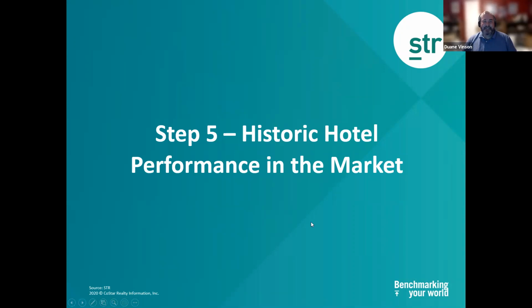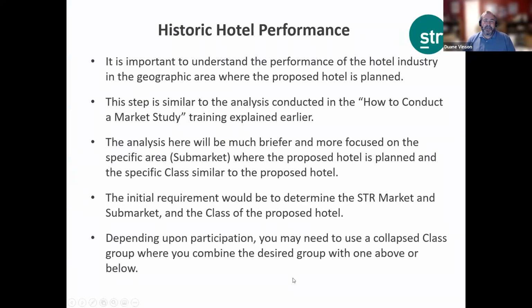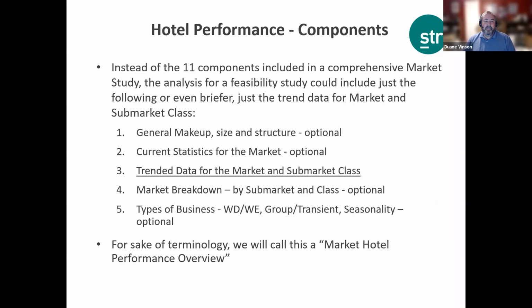All right. Step 5, historic hotel performance in our market. So it's really important for us to understand how our market has historically performed. So this is very similar to what we did in our market study when we were looking at taking a longitudinal approach and looking at our trend report. And you remember in the market study, the things that we looked at there was the overall market. We also looked at data by class, right? For example, we looked at data by submarkets. So those are some of the same things we're going to do for our feasibility study here, but we're going to focus on the market, the submarket, and then the particular class of the type of hotel that we're proposing.